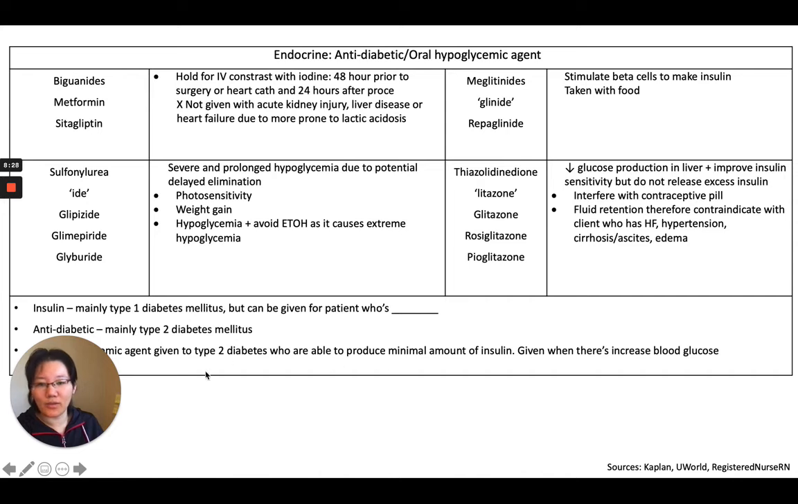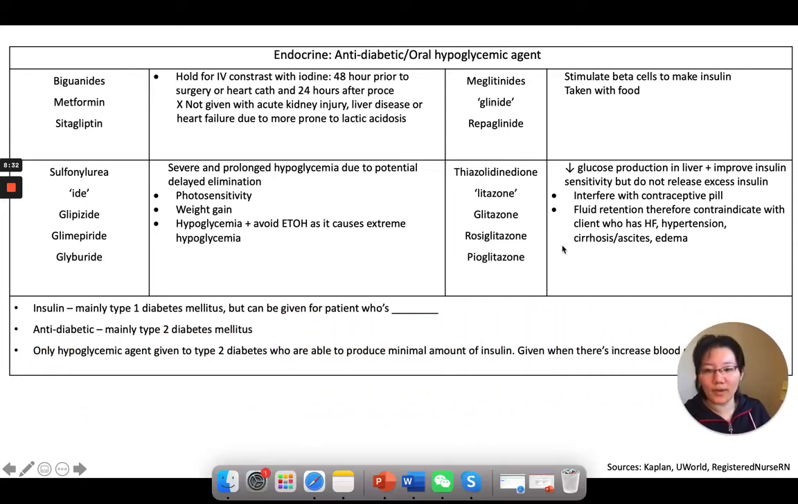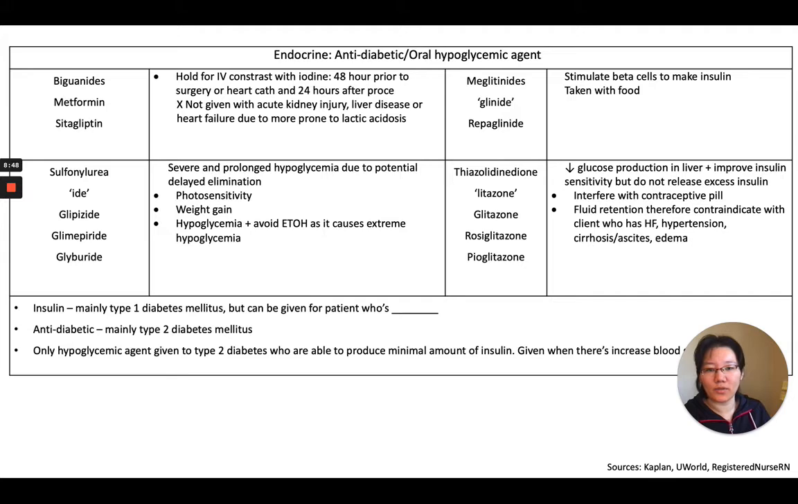Next one is about endocrine, oral hypoglycemic agents. Again, we all know it's gonna reduce the blood sugar level, so it's important to check the blood sugar level before we give it. And of course, watch out for those side effects.